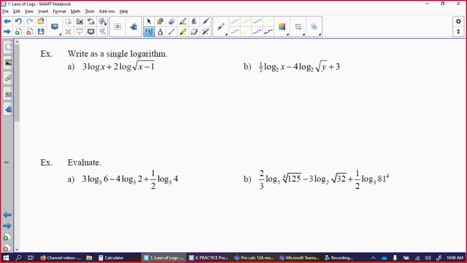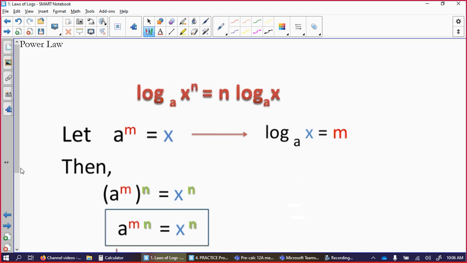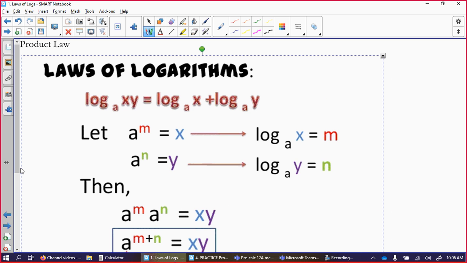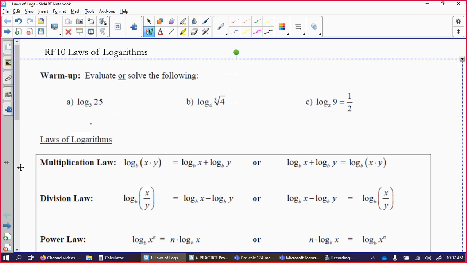RF10 is called laws of logarithms. And these are like the laws of exponents. And because of this whole thing, down at the bottom there's the three that are the most common, I guess. There's kind of examples of how they work out. I stole this from somebody different because I liked it better than something else.